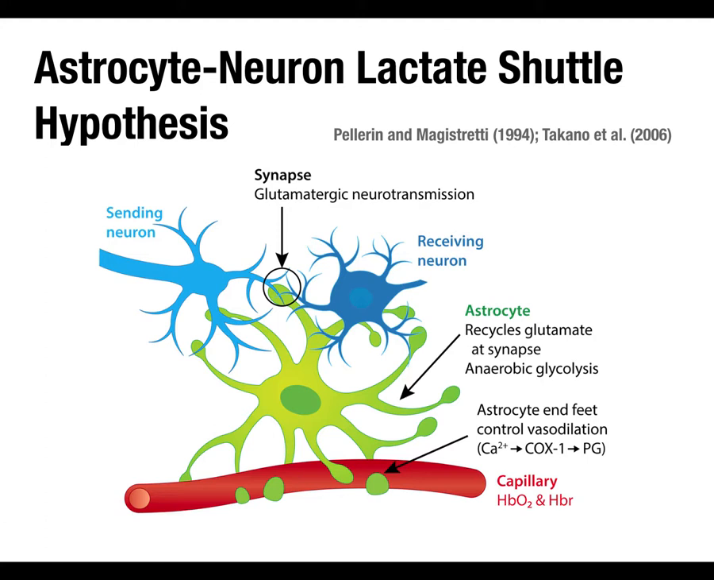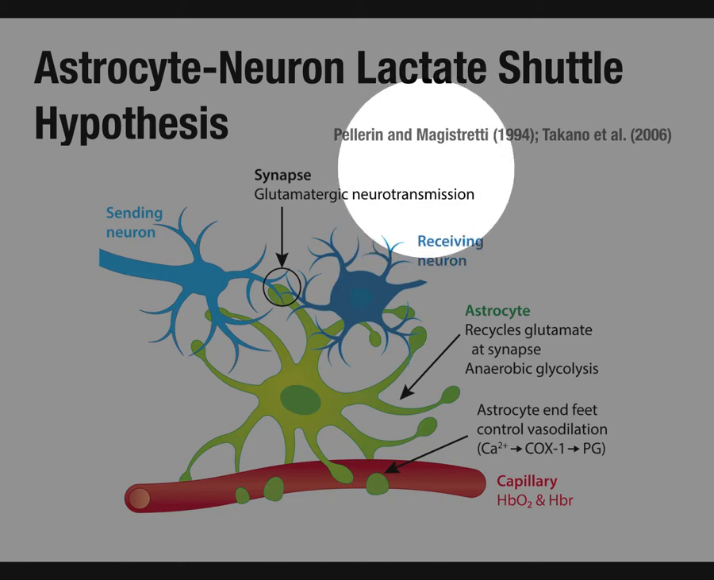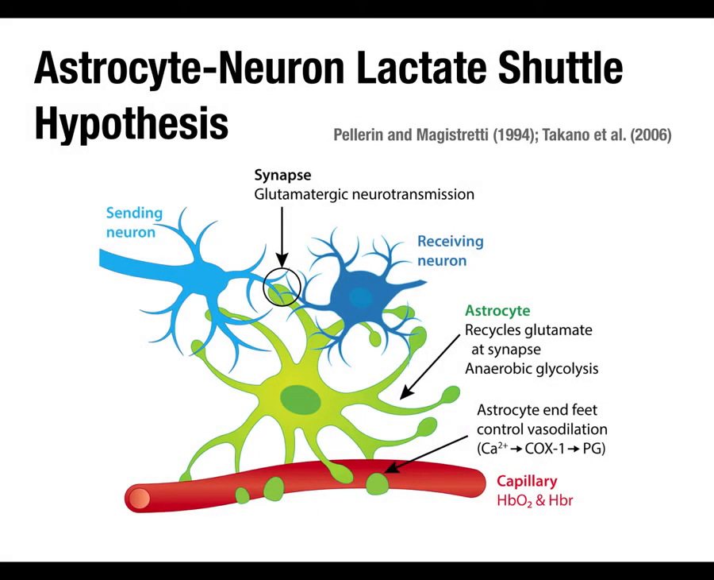So that was fine up to a point, and then people kept digging into exactly what the mechanism is, because all that tells us is there's a flood of oxygen. It doesn't tell us why or how that occurs. So originally this came out of work by Pellerin and Magistretti, who came up with this model, and then over time, other people, including notably Takano et al., did studies to prove it. The complicated name is the Astrocyte-Neuron Lactate Shuttle Hypothesis.